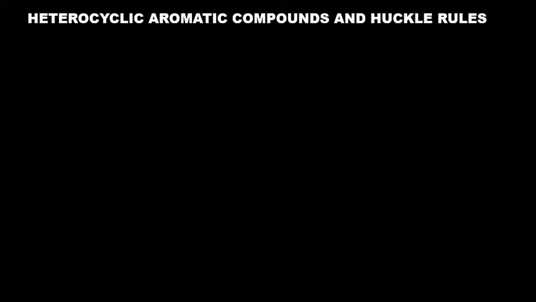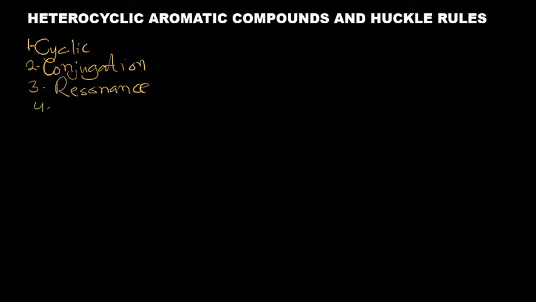And so we did mention that for a compound to be aromatic, we need to look out for some things. The first thing is, let's find out if that compound is cyclic. And then secondly, we need to find out if that compound is conjugated. And the third is to look out for resonance. And then we also talk about Huckel's rule.